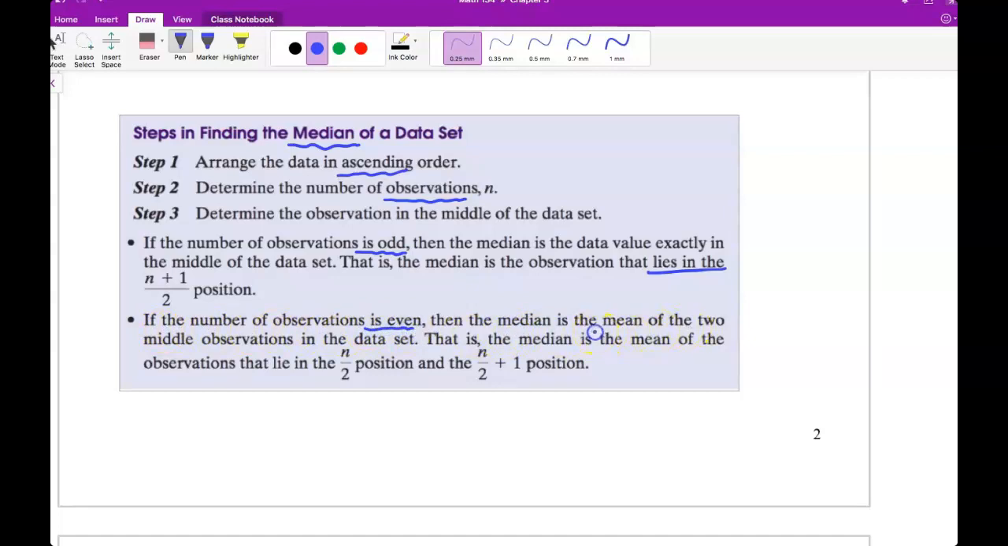The next one, if the number of observations is even, then median is the mean of the two middle observations. So that is our mean. And here is the position of our median. The position is the mean of the observations that lie in n divided by 2 position and n divided by 2 plus 1.